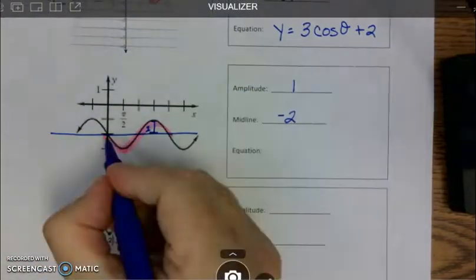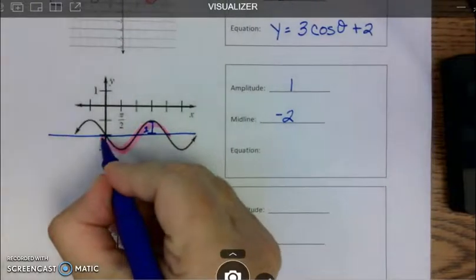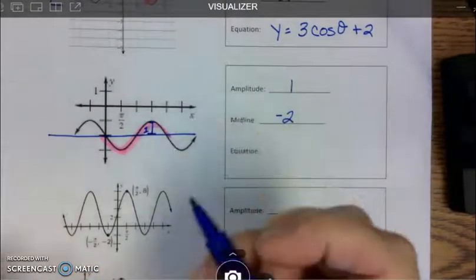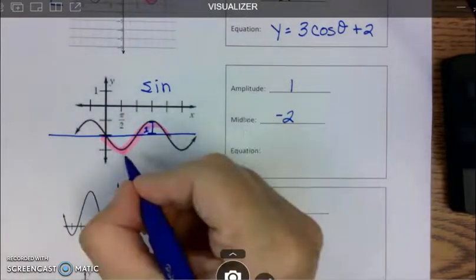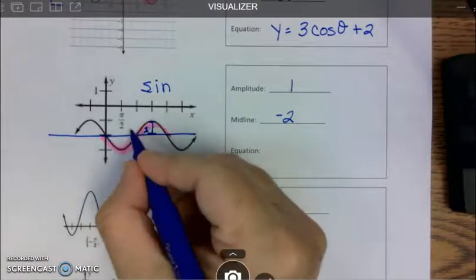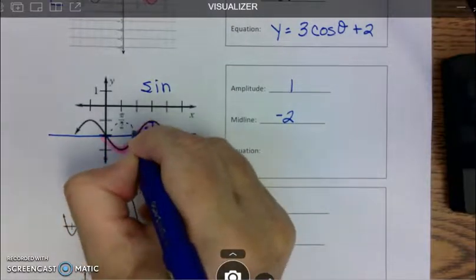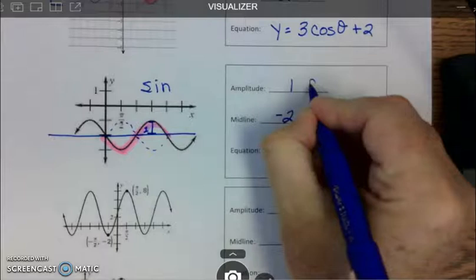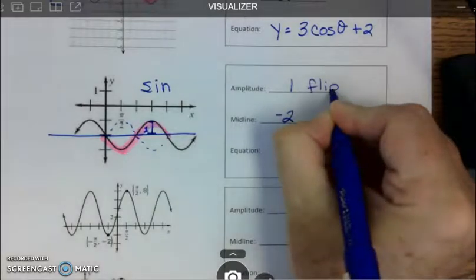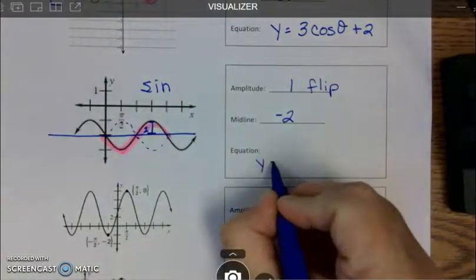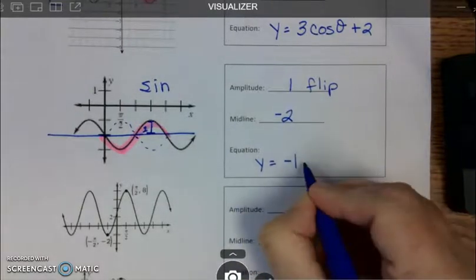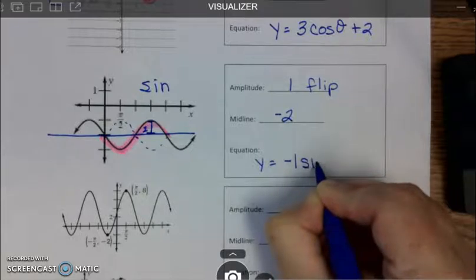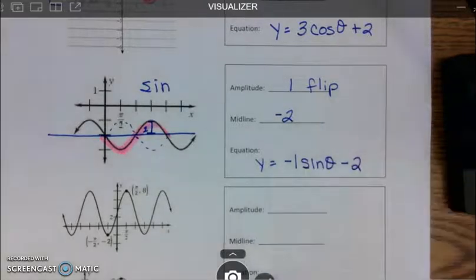Notice here, I started at the center, the new origin. So we know that this is a sine graph. But notice what happened. It doesn't go up, it's not doing this. So this is a flip. What does that do for our equation? That's right, it makes it a negative. And we said sine theta minus 2. You have to be careful of that.